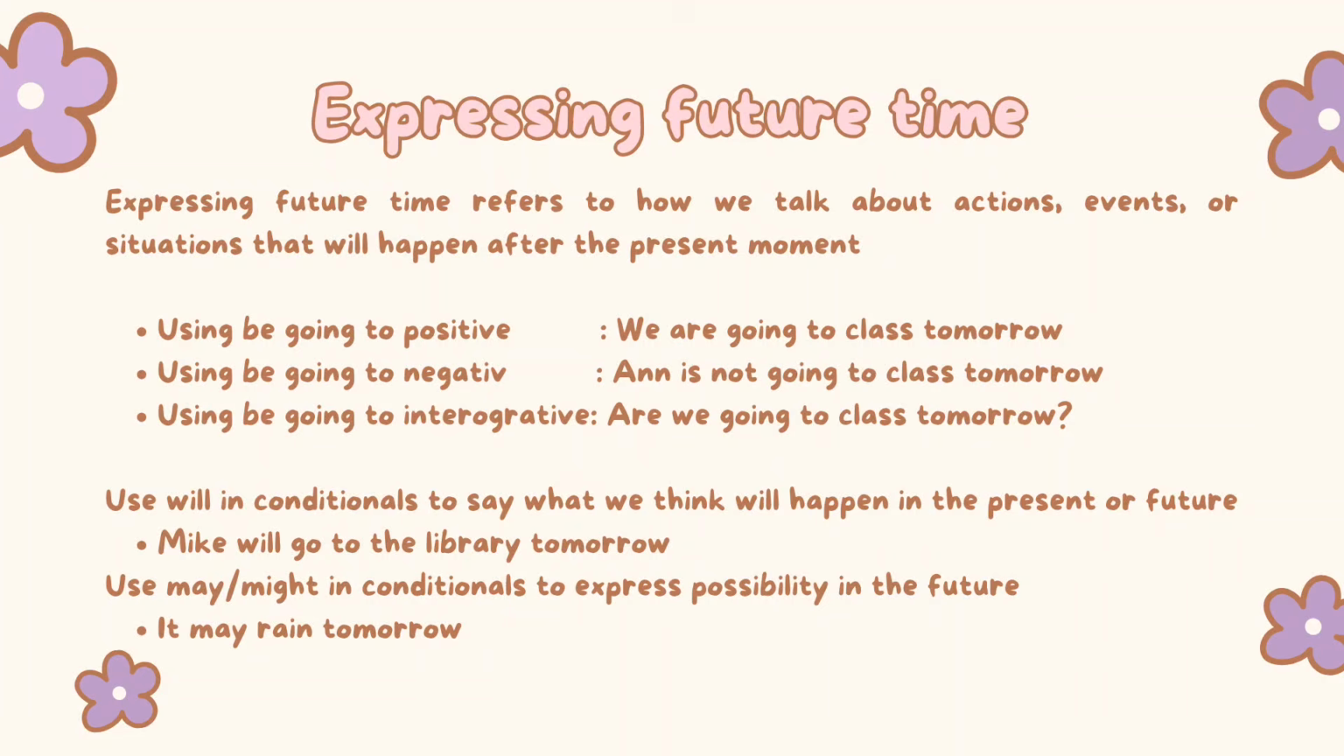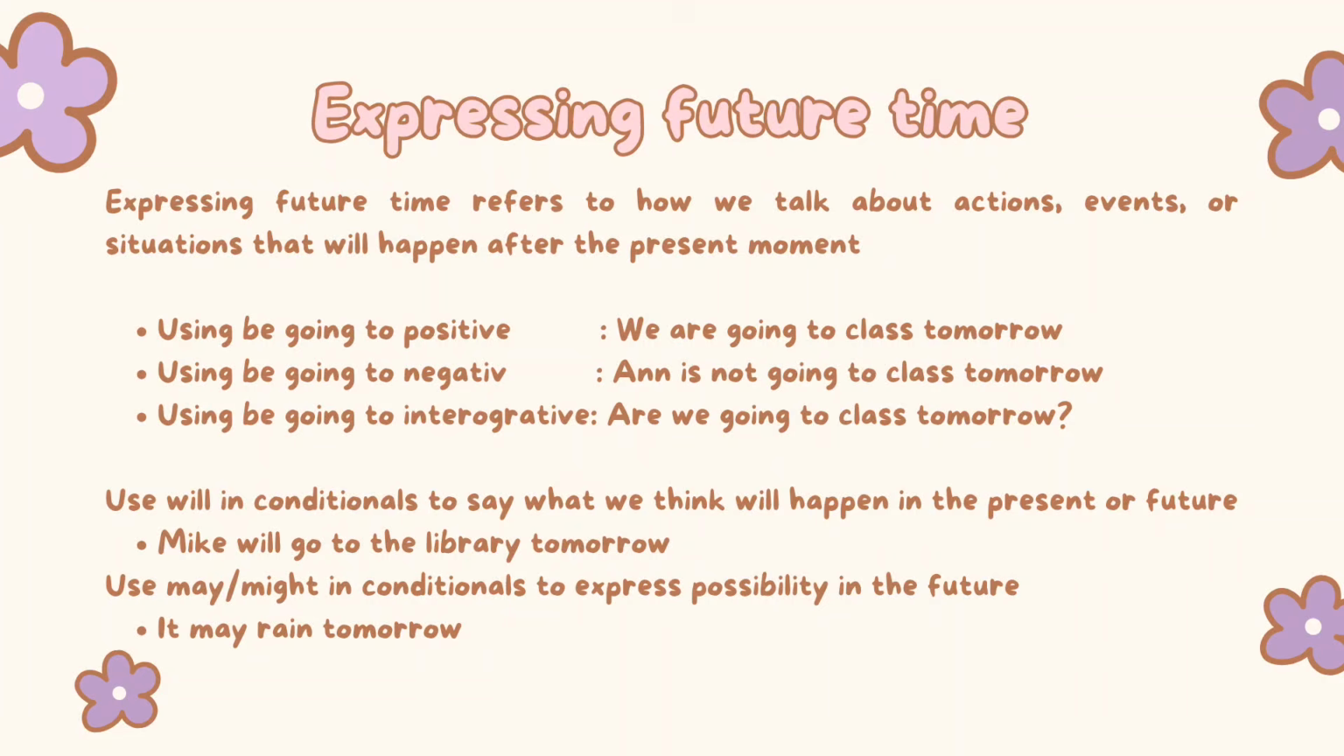Next up for expressing future time is the use of will and may, or shall I say might. Use will in conditionals to say that we think something will happen 100% in the future, or shall I say in the present. An example of using will is: Mike will go to the library tomorrow, which means of course Mike will 100% go to the library tomorrow.